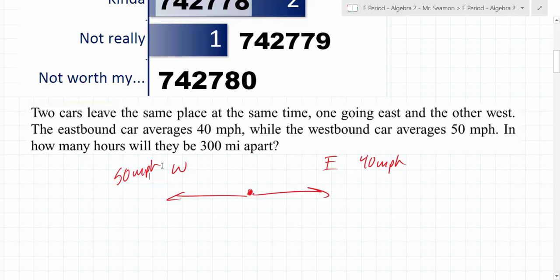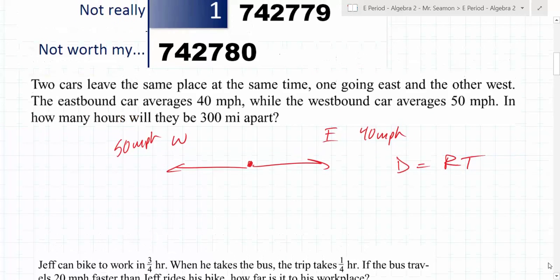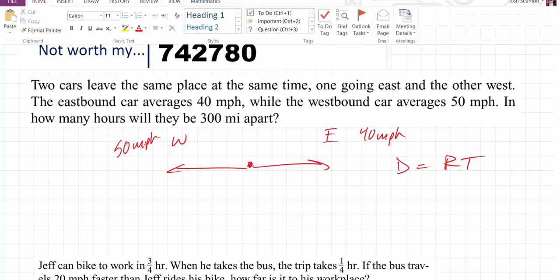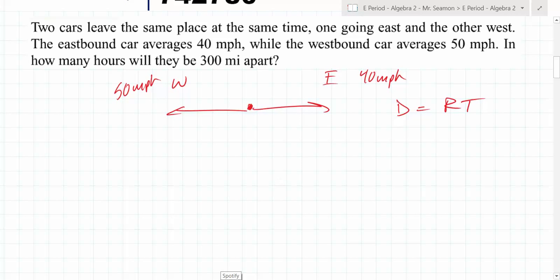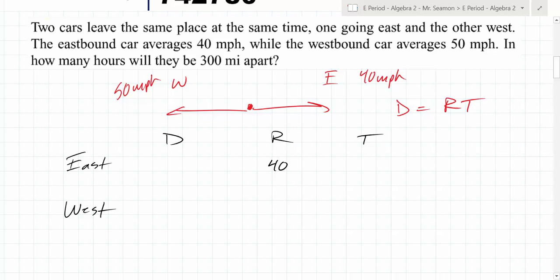What's the one formula you're going to use when you're dealing with this question? Distance equals rate times time. You might have seen that written many times if you look these up, which I highly recommend you do because the book gives many great examples. So how many cars are we dealing with? You have the eastbound car: distance, rate, and time. What's the rate of the eastbound car? 40. The westbound car, how fast is it going?